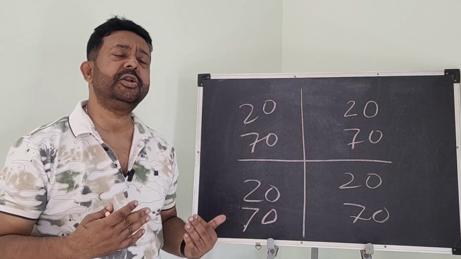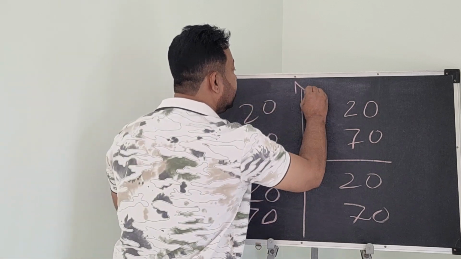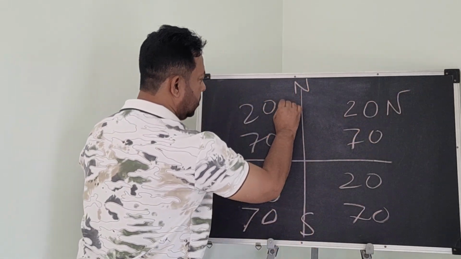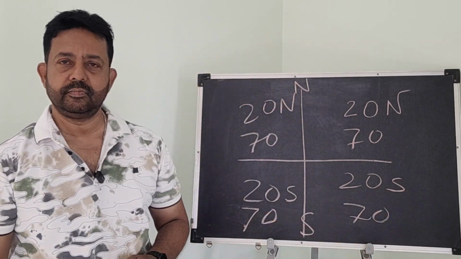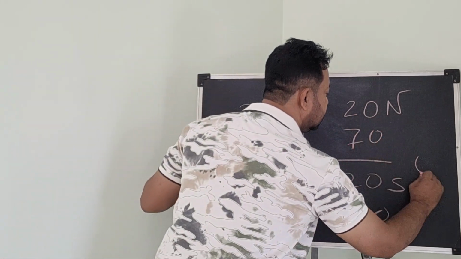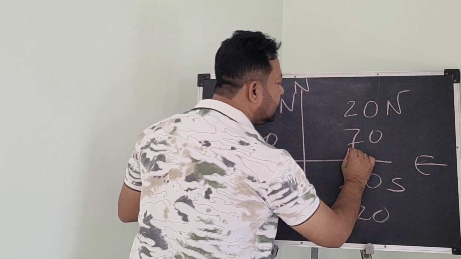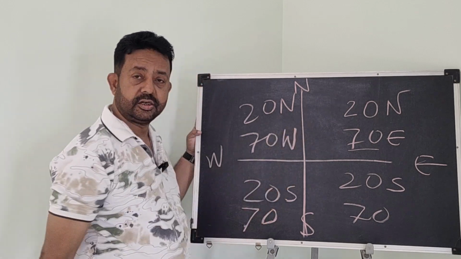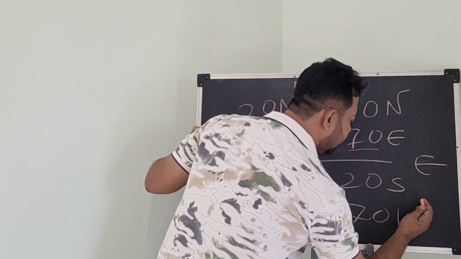So how do we differentiate it? We differentiate the latitude with northern hemisphere and southern hemisphere. So we write 20 degree north, and this is 20 degree south. But what about the longitude? The longitude is, this is the eastern half and this is the western half from the prime meridian. So this 70 is 70 degree east and this 70 is 70 degree west. Similarly, this is 70 degree west and this is 70 degree east.